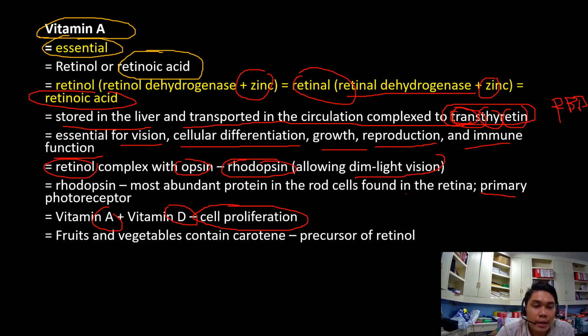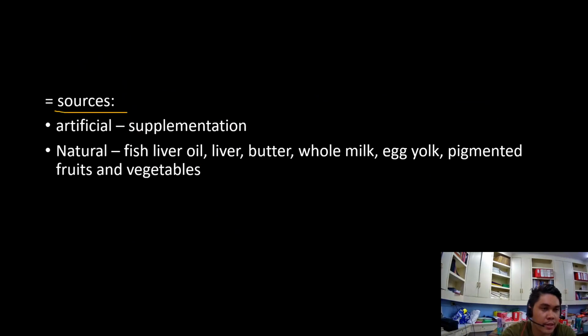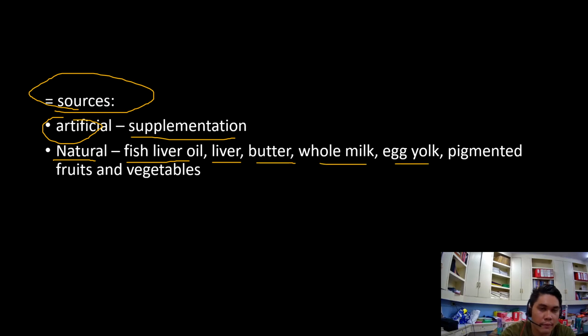Carotene, which is present in fruits and vegetables, is the precursor of retinol. Regarding sources of vitamin A, for artificial you have supplementation, and for natural you have fish liver oil, liver, butter, whole milk, egg yolk, and pigmented fruits and vegetables.